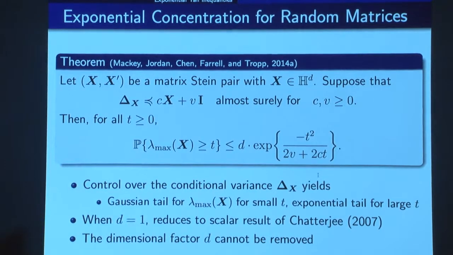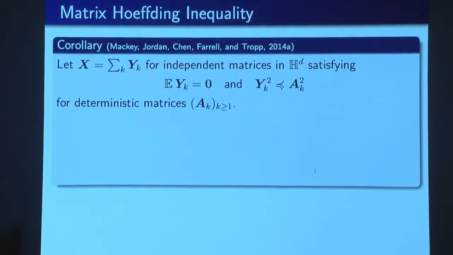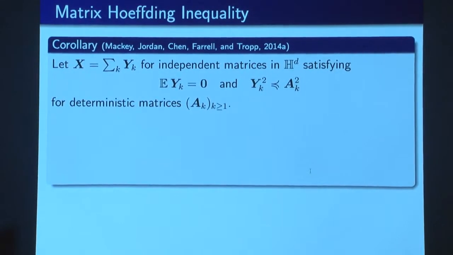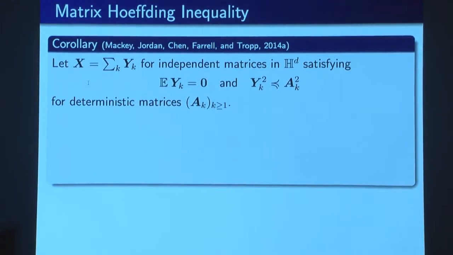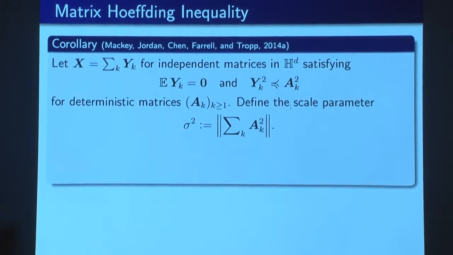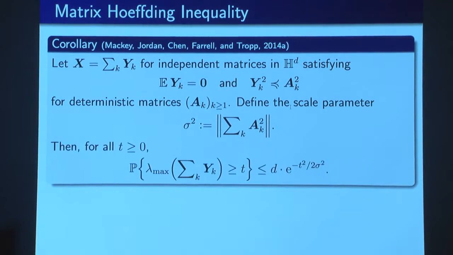OK, so what can you do with a result like this? This is pretty abstract. Well, you can use it, for instance, to derive a matrix Hoeffding inequality. It says that if your random matrix is a sum of independent matrices Y_k, each one is mean 0, each one is bounded above by some A_k squared, then you can define a scale parameter, which is the norm of the sum of the bounds squared. And you get what you think of as a normal Hoeffding inequality. It says that the maximum eigenvalue of this independent sum is decaying like a Gaussian with scale parameter sigma squared.